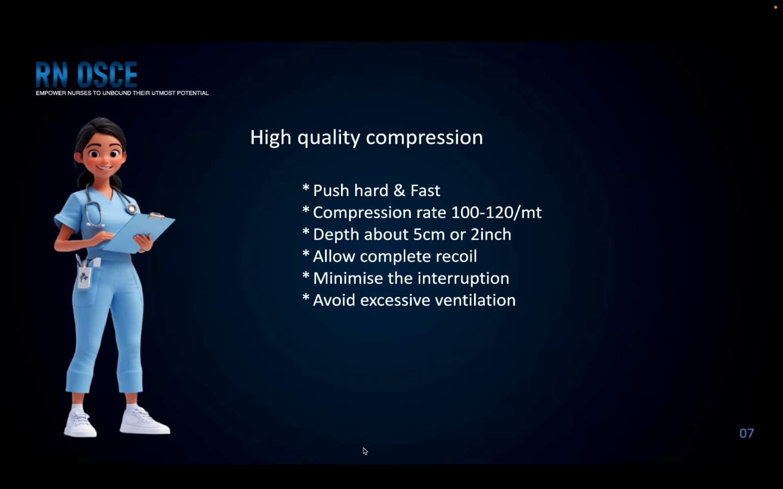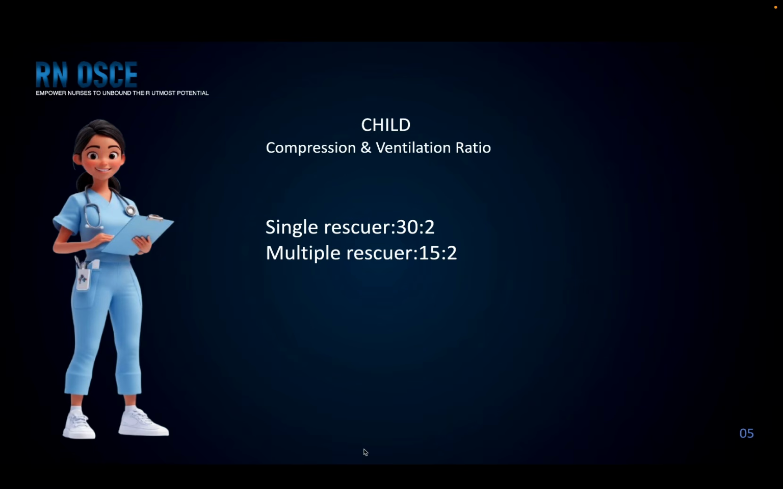That means if you are giving too many breaths, it increases pressure inside the chest and decreases the blood return to the heart. The guideline for a single rescuer, in the case of a child, is 30 compressions and 2 breaths. Just enough breath to see the chest rise. And if there are multiple rescuers, you can provide 15:2.